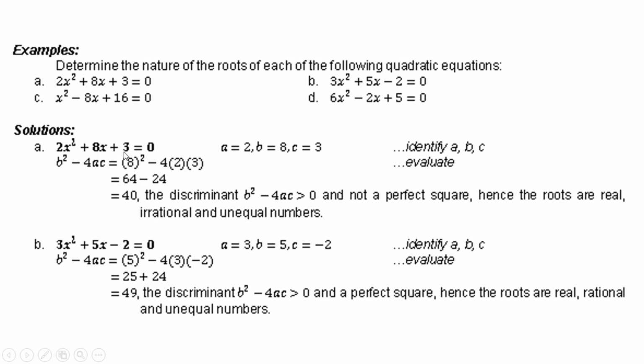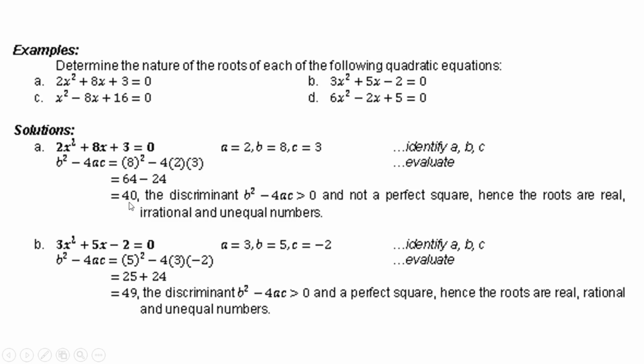Using the formula for the discriminant, b squared minus 4ac, let us simply substitute the values. The value of b is 8, so 8 squared. Then copy the 4, that is a constant. The value of a is 2, and the value of c is 3. So, 8 squared is 64, minus 4 times 2 times 3, that is 24. So 64 minus 24 is equal to 40.